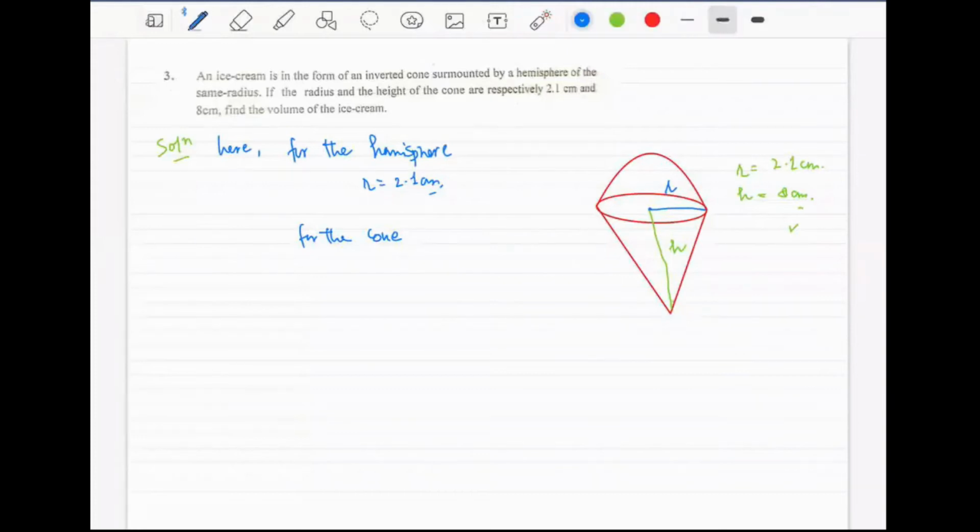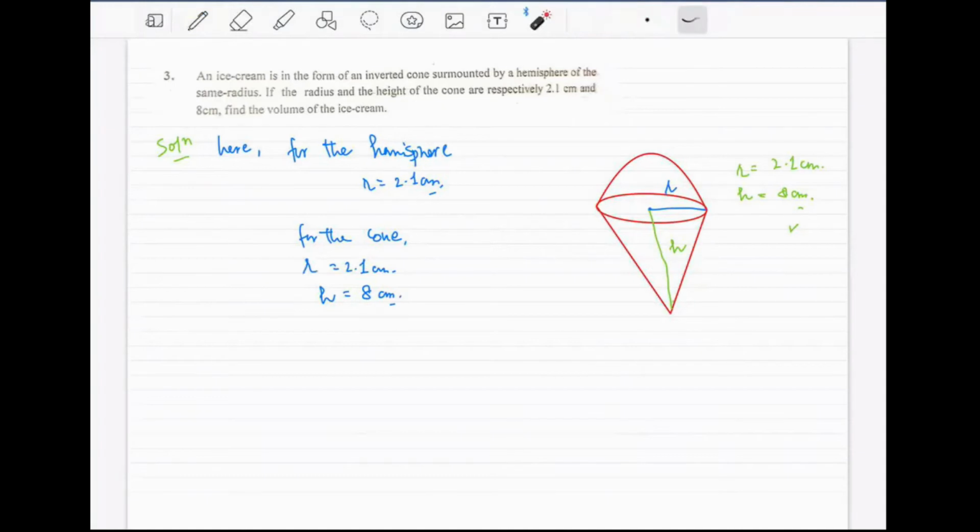All right. So for the cone, you write down radius is 2.1. It's same as that of the ice cream cone, right? It's same as that of the hemisphere. How much is the height? Height is 8 centimeter. I don't think this will be visible.